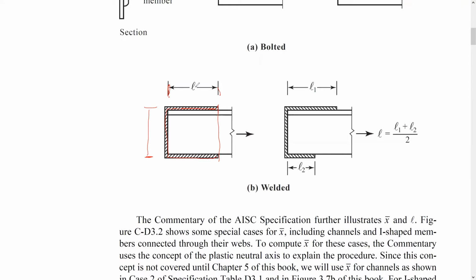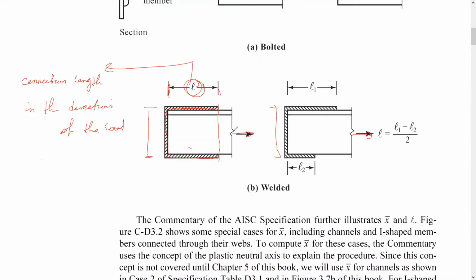So because this is the length of connection, and once again here, the length of connection in the direction of load, meaning in the direction of the load. Okay, in the direction of the load, guys, not this one, of course. Same here. Why are we not taking this? Because the load is going this way. So here we take the one parallel to the load. Of course here we have different lengths L1, L2, so we will take the average of both.